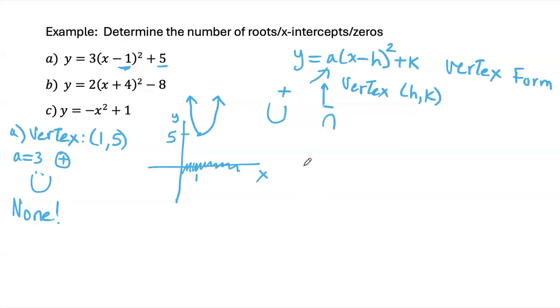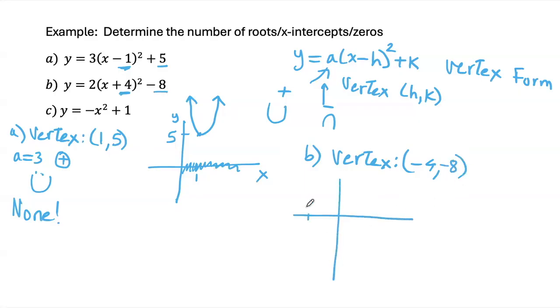Let's look at example B. Here in the brackets, I have x plus 4. So that means my axis of symmetry is that x is equal to -4. So -4 for the x, -8 for the y. So I plot my vertex at -4, -8, -4 on the x, -8 on the y. And this graph will also open up because of the positive a value. Positive a, graph opens up.